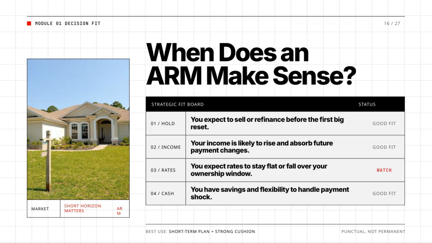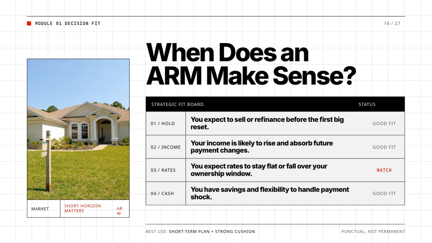Let's talk about when an adjustable rate mortgage, or ARM, makes sense. First, an ARM is a good fit if you plan to sell or refinance before the first big reset in your payments. This way, you avoid the risk of rising rates later on. Second, if you expect your income to increase over time, you'll be better positioned to handle any changes in your monthly payments, making an ARM a smart choice. Third, if you believe interest rates will stay flat or even fall during your ownership, an ARM can help you take advantage of those lower rates.